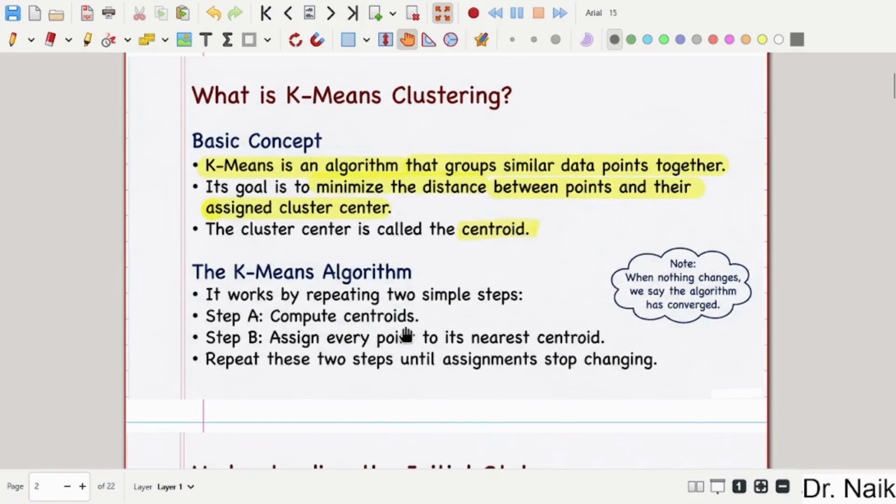So what is k-means? K-means clustering is an algorithm that groups similar data points together. Its goal is to minimize the distance between points and their assigned cluster centers. The cluster center is called a centroid. The k-means algorithm is: step A, compute the centroids, and step B, assign every point to its nearest centroid. Repeat these two steps until the assignments stop changing. When nothing changes, we say that the algorithm has converged.